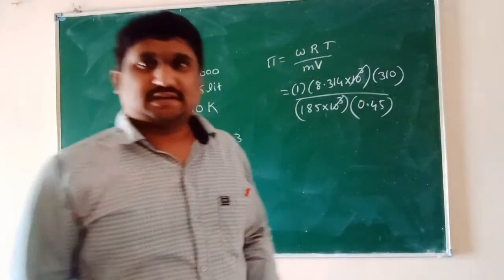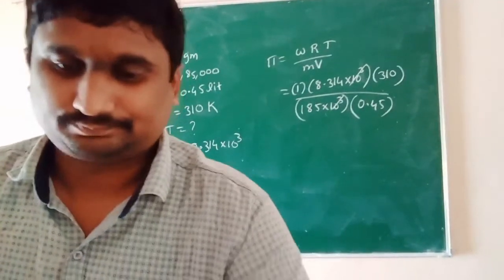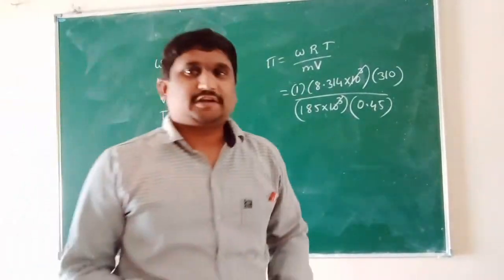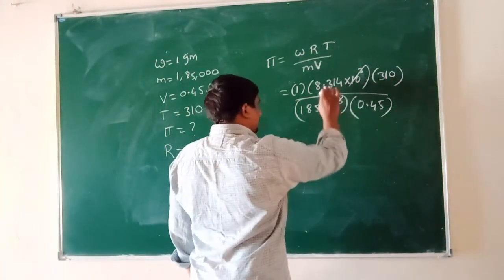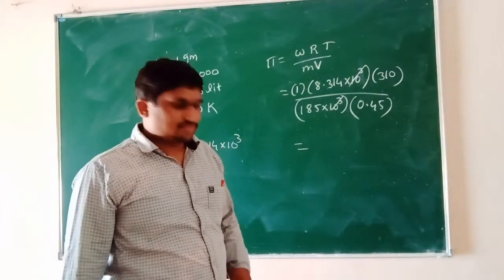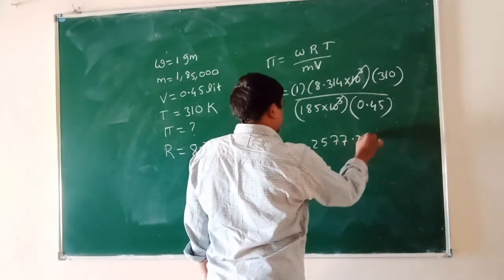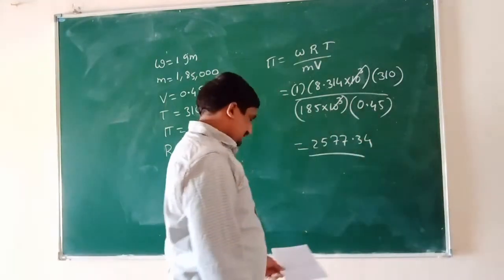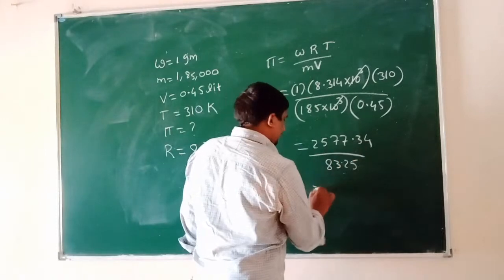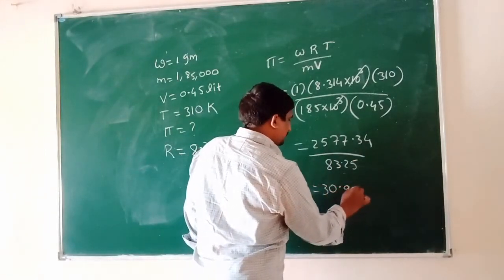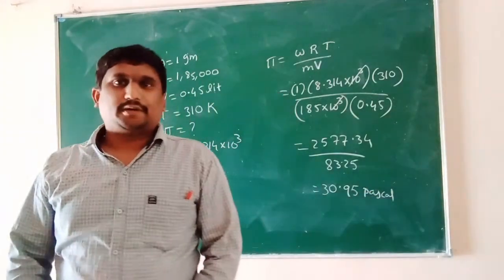10 power 3 and 10 power 3 both are cancelled. You can make this calculation of 8.314 into 310, which gives 2577.34, divided by 185 into 0.45, which is 83.25. If you make this calculation, the osmotic pressure we are getting is 30.95 Pascal.